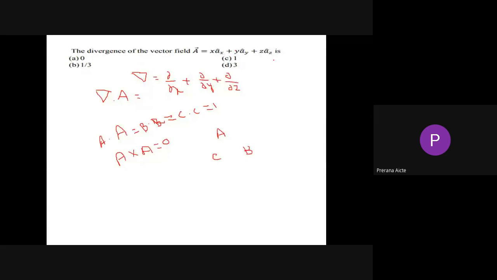So while applying the dot product of this entire equation, now x and y are 0, then only dou z by dou z will come. So this is equal to 1, plus this is equal to 1, and this is equal to 1. So 1 plus 1 plus 1 is equal to 3. So the answer is D.